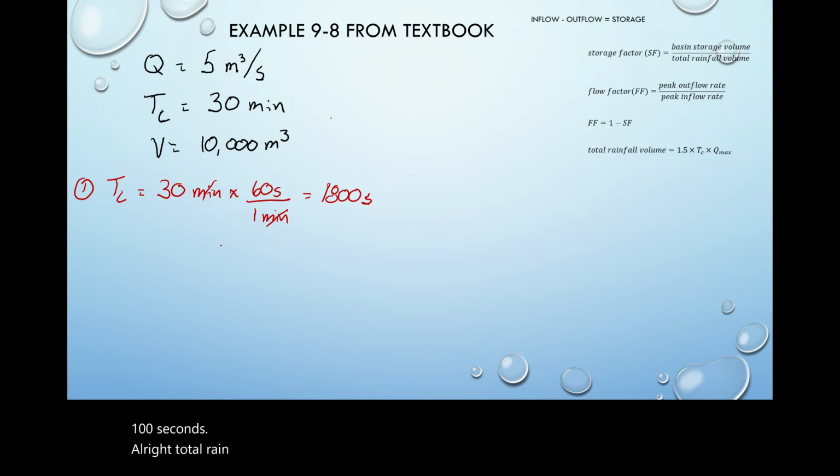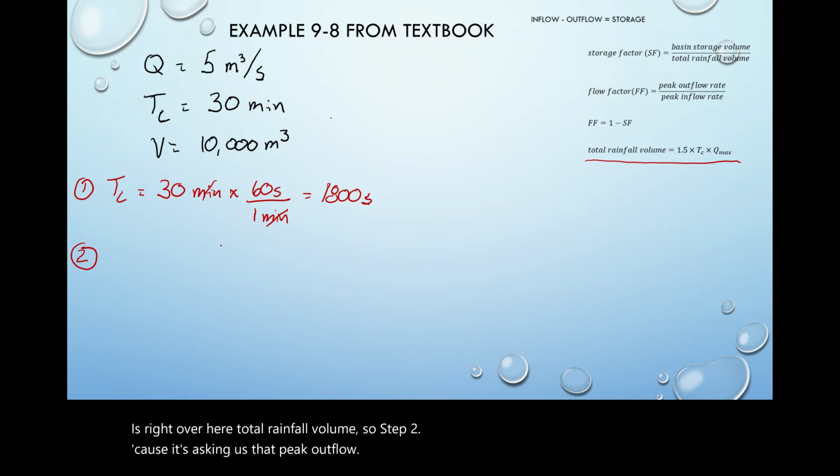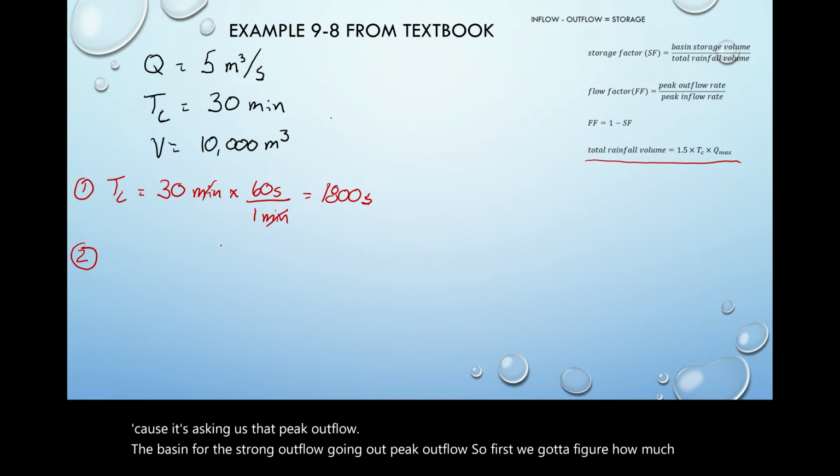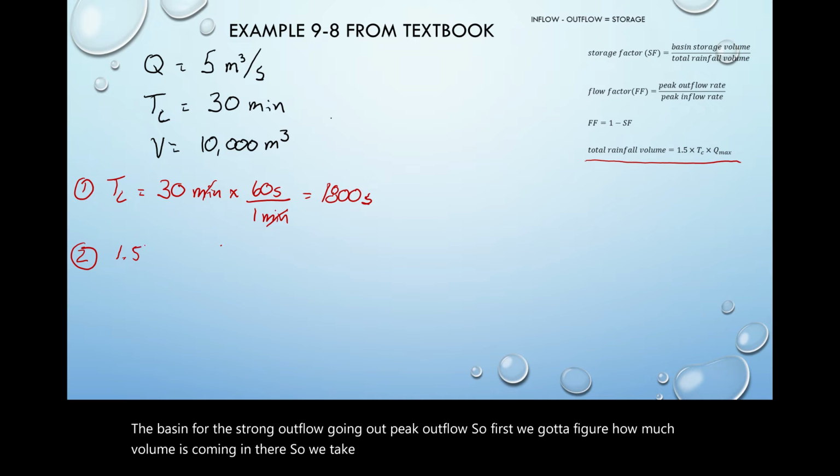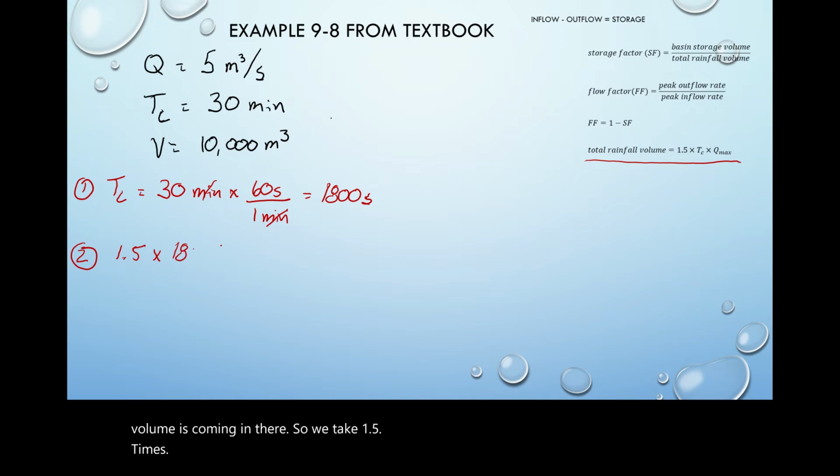All right, total rainfall volume is right over here. So step 2, because it's asking us the peak outflow from the basin for the storm. Outflow, going out, peak outflow. So first we've got to figure out how much volume is coming in there. So we take 1.5 times 1800 times 5. See, the units match, the seconds, everything matches.